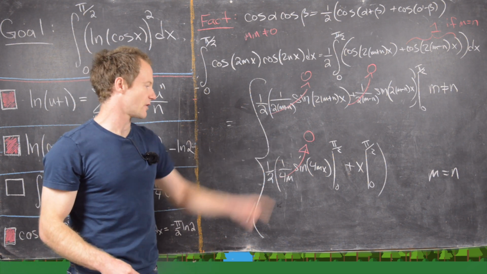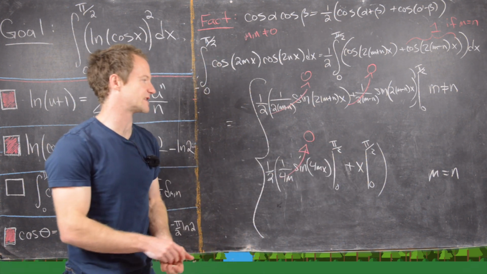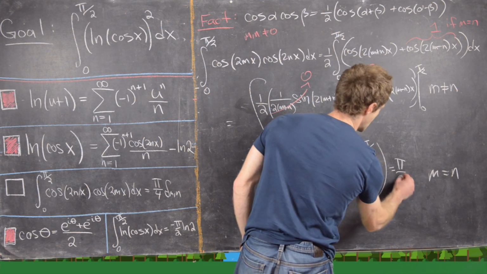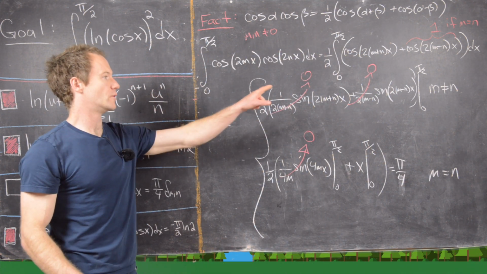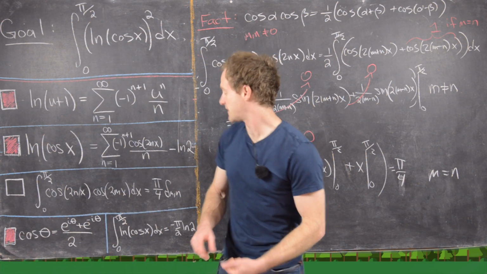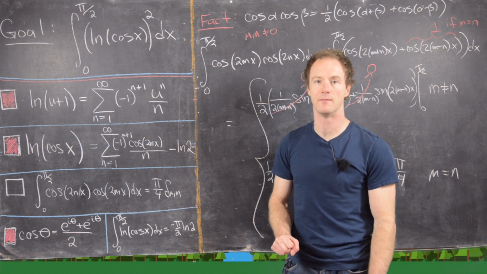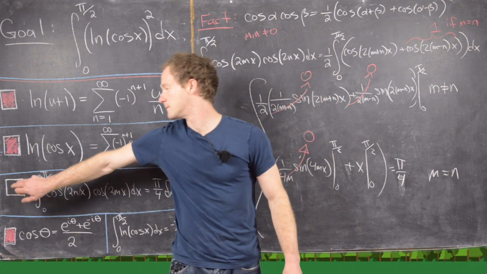So let's see, we have 0 here, and then this 1/2 is multiplying everything. That obviously gives us pi over 2. So here we get pi over 2 times 1/2, which is pi over 4. So notice we get 0 when m is not n, and we get pi over 4 when m is n, but that's exactly what we wanted. We have pi over 4 times the Kronecker delta of m and n. So that finishes the proof of this bullet point.